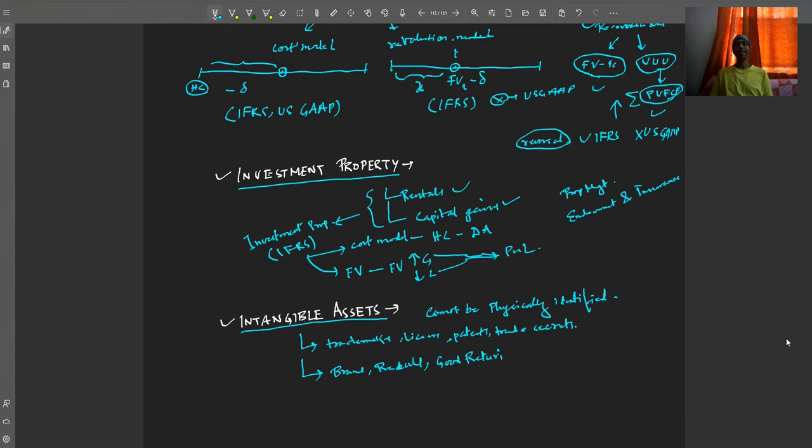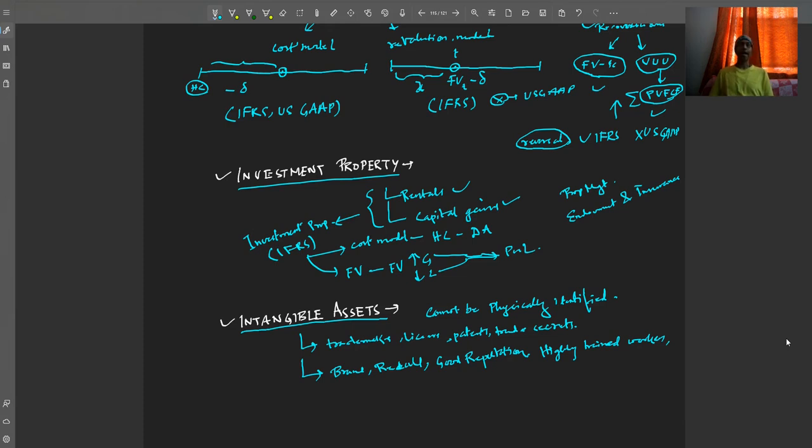Good reputation, highly trained workers, or highly developed training systems basically. So these kinds of things a company may develop, and if it is internally developed, it never gets mentioned in the balance sheet as an asset, but it is an asset.